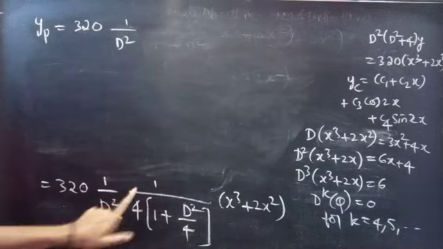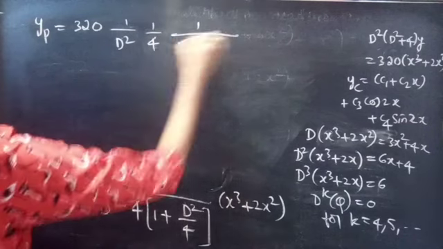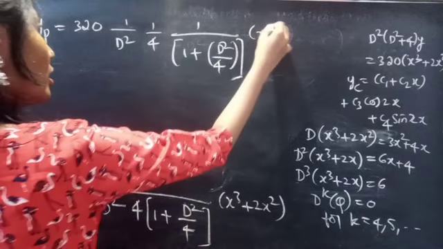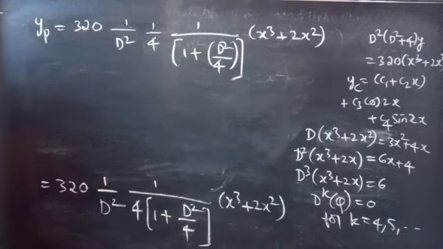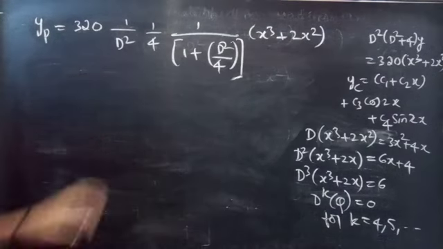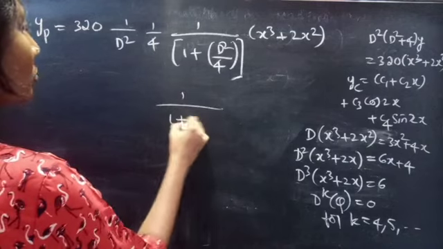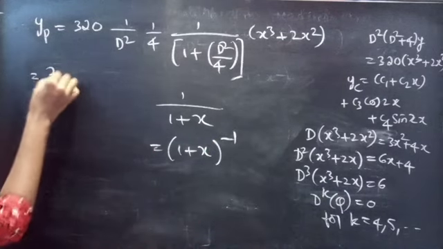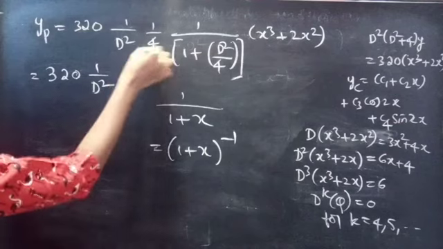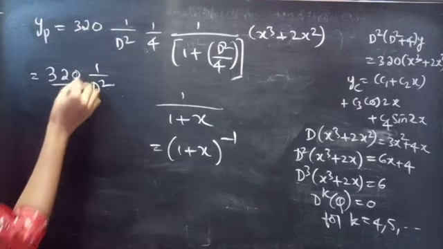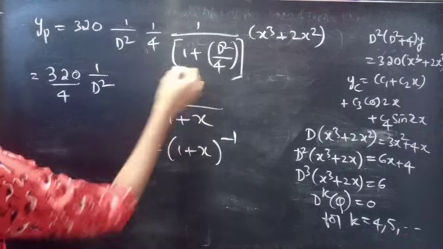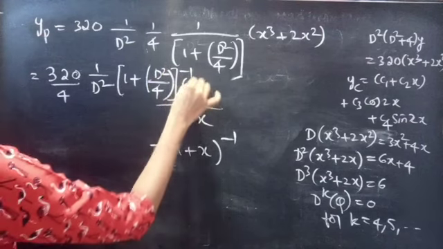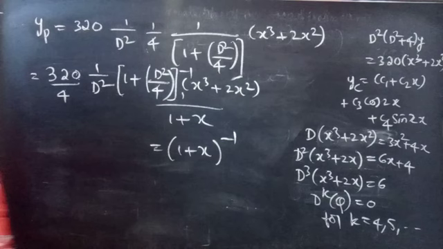Now let's split this fraction as 1 by 4 into 1 by 1 plus d squared by 4 into q, x cube plus 2x square. And we have a fraction of the form 1 by 1 plus x. We can write it as 1 plus x whole inverse. Then yp becomes 320 into 1 by d square. We can take 1 by 4 outside, so we get 320 by 4 into 1 by d square into, let's write this fraction as 1 plus d square by 4 whole inverse into q, x cube plus 2x square.